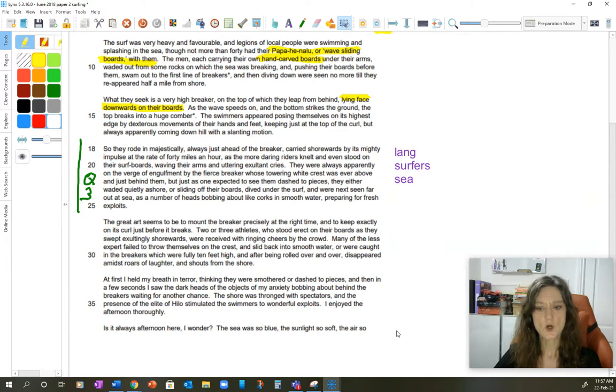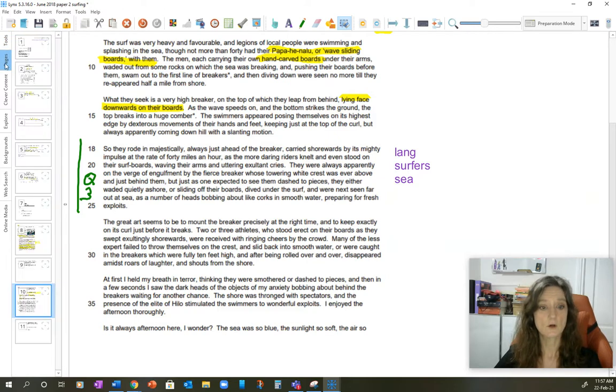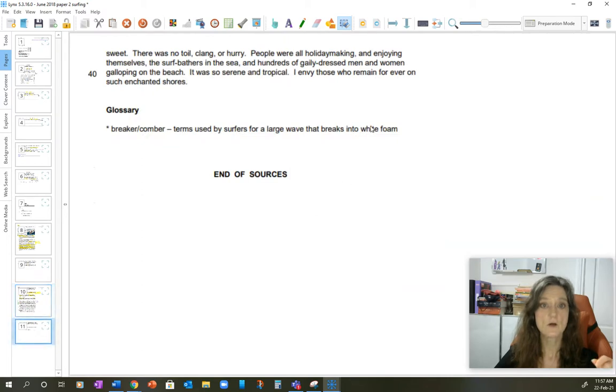The sea was so blue and the sunlight so soft, the air so sweet. There was no toil, clang, or hurry. People were all holiday making and enjoying themselves, the surf bathers in the sea, and hundreds of gaily dressed men and women galloping on the beach.